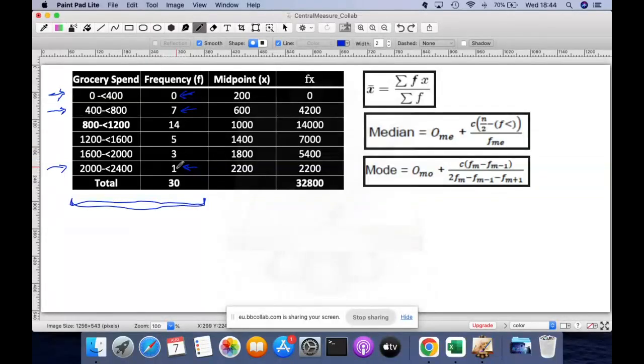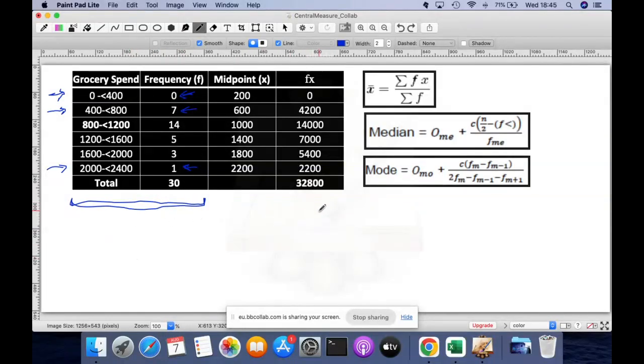So you don't know, for instance, this person in the last row, this last person that spent between 2,000 and 2,400, you don't know what he or she spent. That person could have spent 2,250 or 2,300, but we don't know that. We just know that they spent in that bracket. Okay, so this is an example of group data. You don't explicitly know the values that each individual person spent. You just know that they spent in that bracket. All right. So that's the first two columns.